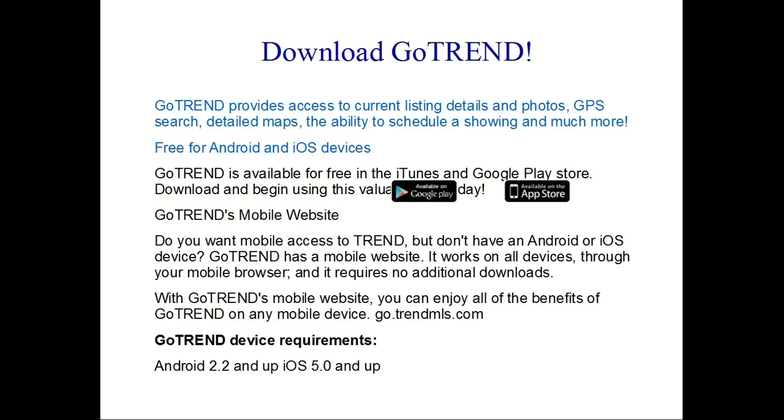And you will do a search for GoTrend, all one word, GoTrend, and it'll come up, and then you're going to download that. And once you download it, you'll install it, and you're going to use your username and password that you would use for your normal Trend login. And I'm going to talk about that in a minute too. Again, it has to be an Android 2.0 device or an iOS 5 and up.